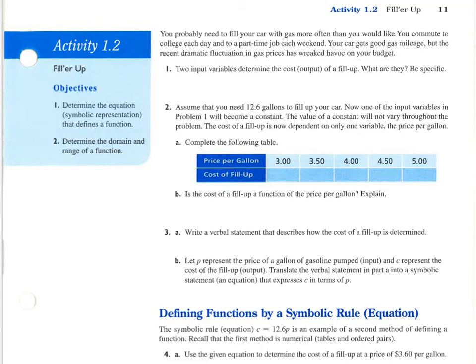Hi everyone. So this is activity 1.2. This is the first actual required activity for the semester that you will have to hand in when you come in for the final exam. So you're going to watch the video along and do it along with me.